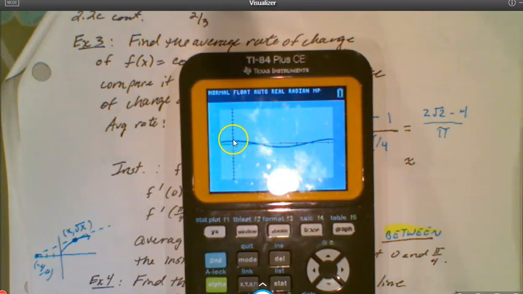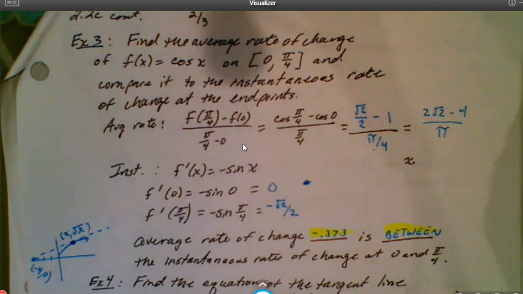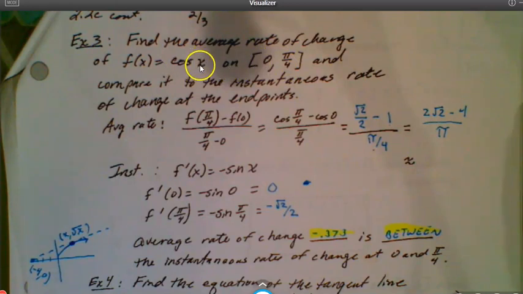So if I were to connect that point to that point with a secant line, what would be the average rate of change, or the rate of change of that secant line? That's what we're doing on this one. First things first, we're going to get just the average rate of change. These are my x's. I would have to plug those into this function to get my y values. So I'm doing y minus y over x minus x. That's what that would look like.